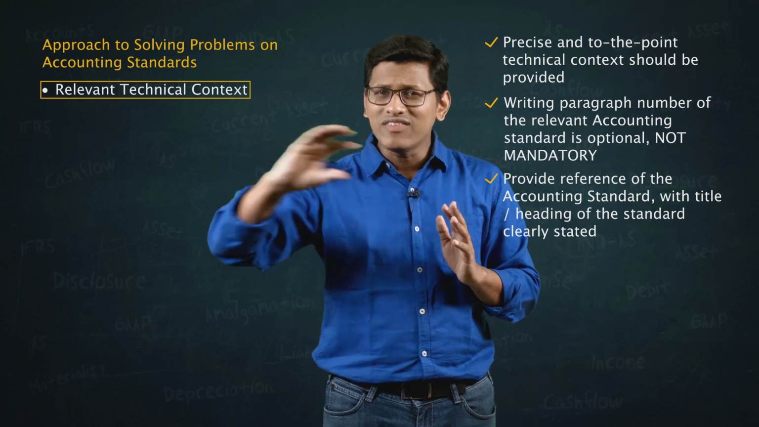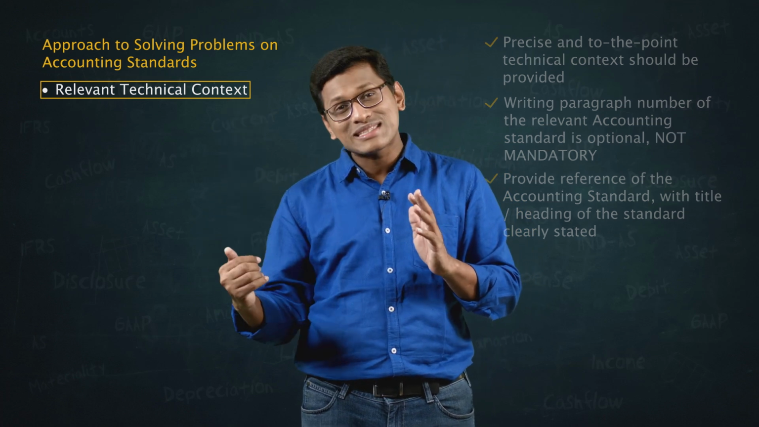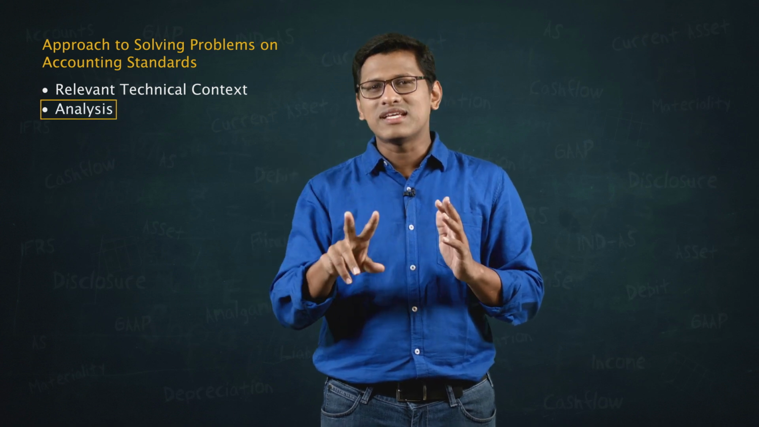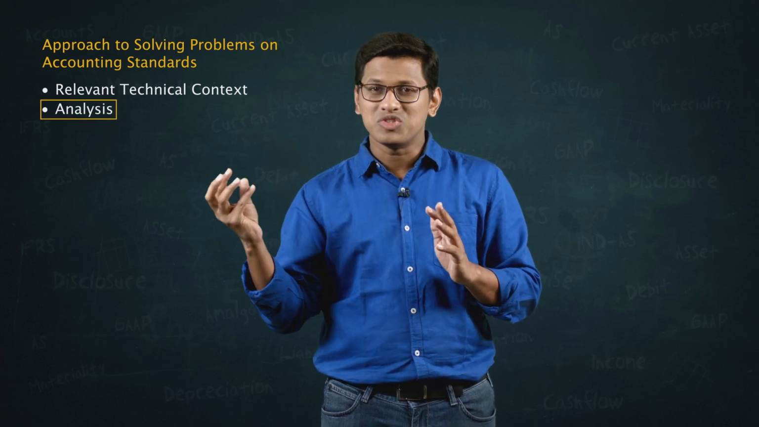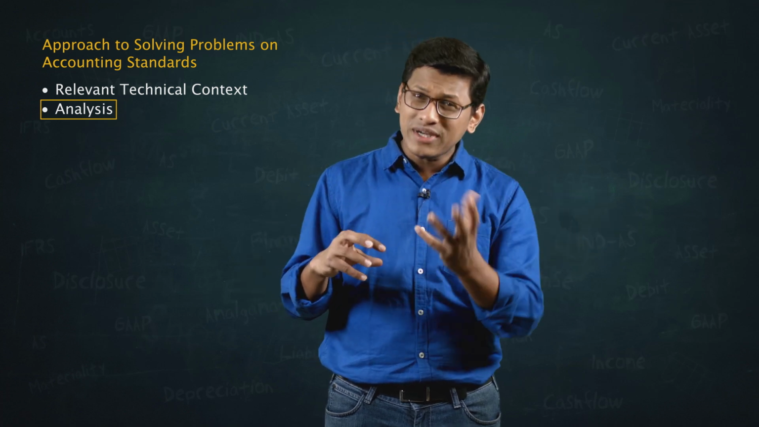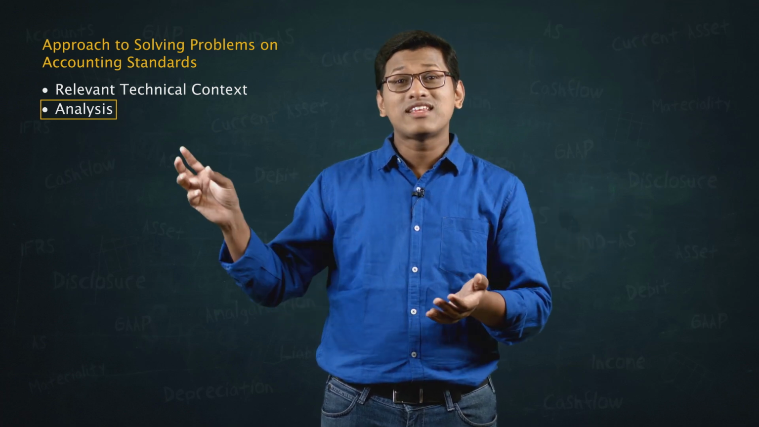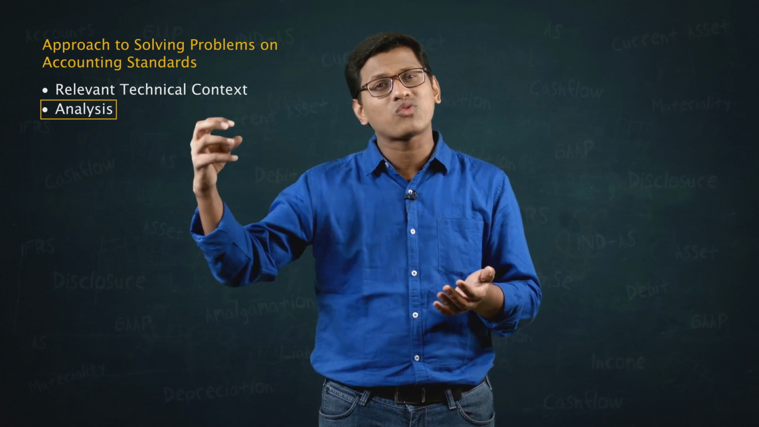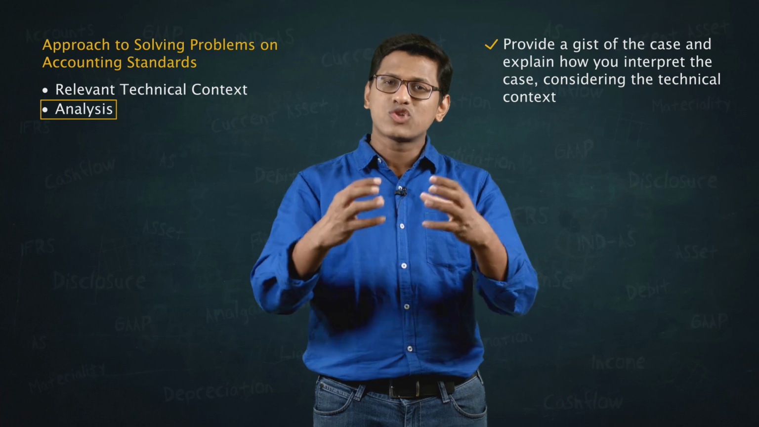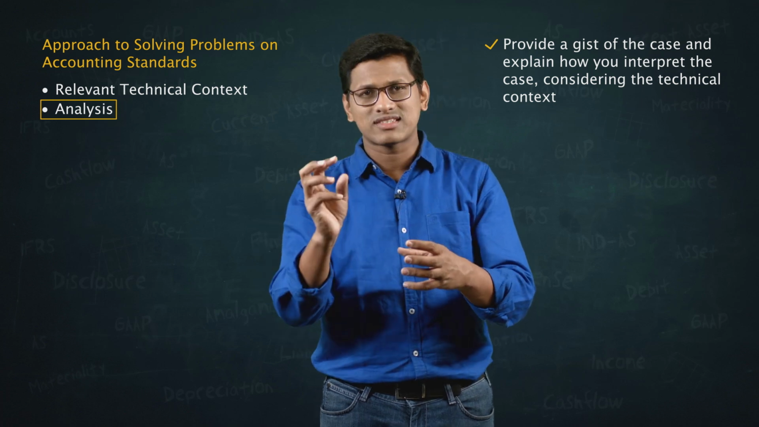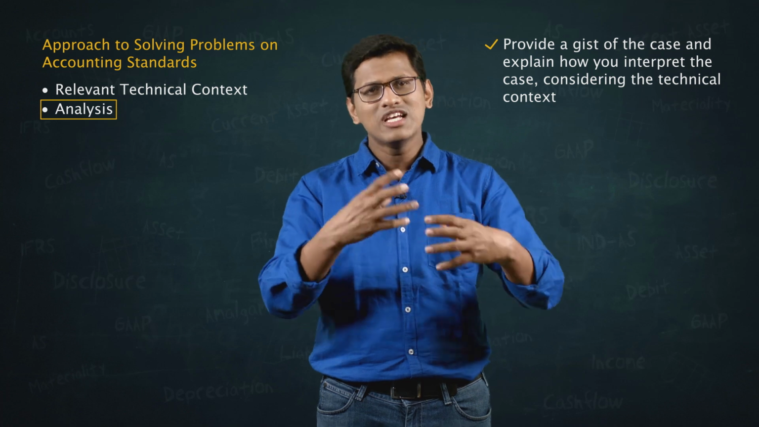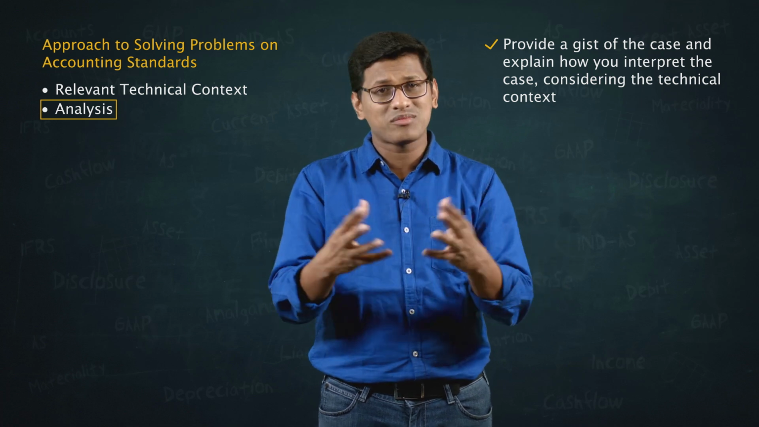Then after giving this, you will move to the next aspect. What is the next aspect? It is the analysis. Now in analysis, we will talk about some gist of the given case, and how you interpret this case in the light of the relevant accounting standard portion we discussed. So you will indicate, this is what is given in the question, and this is in the light of the accounting standard. If this is done, it is a compliance. If this is not done, it is a non-compliance. So you will analyze, or it might be something like this.